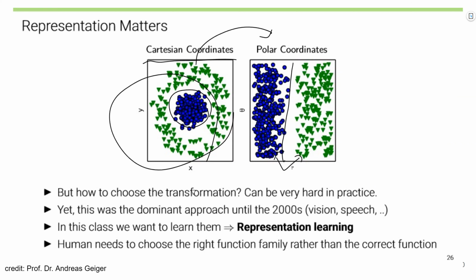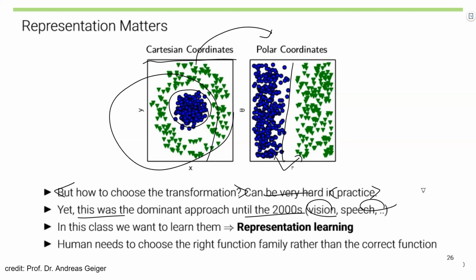Therefore, if you come up with the right representation, then you can sometimes solve nonlinear problems very easily. And the question is, how to choose the transformation? It could be very hard in practice because we have all these various types of data and they have distinctive characteristics. Yet, this was the dominant approach until the 2000s, like in vision or speech.